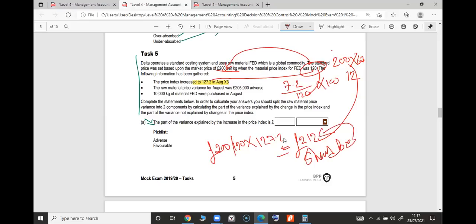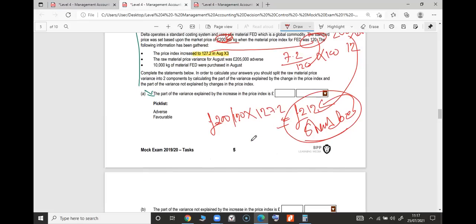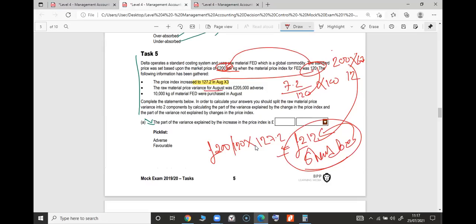This is the best budget, 212 is the best budget. 200 is not the best standard price. You can't blame your manager based on the 200. 212 is a good one. Anyway, moving on, the raw material price variance, 205,000 adverse. So maybe you bought more than that, more than 200 basically you can say. This time it will be more than that. It is way adverse.